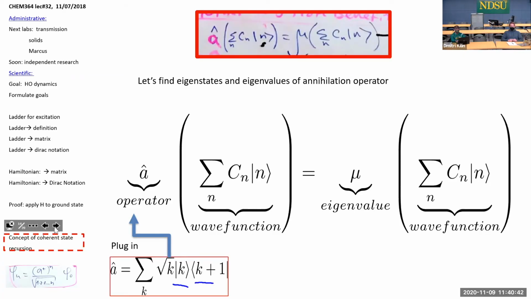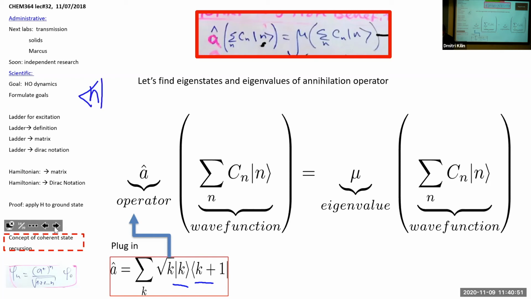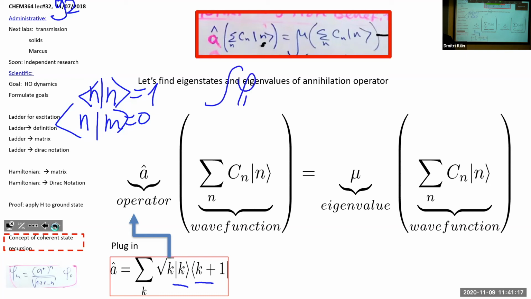When we need to get rid of a wave function, we assume that <n|n> equals 1, <n|m> equals 0. Right? It is the same as if one would write the integral of ψ_m ψ_n dx equals delta_mn, right?